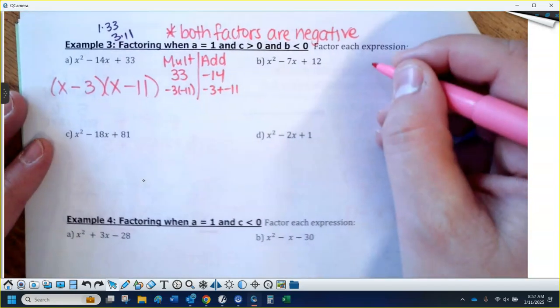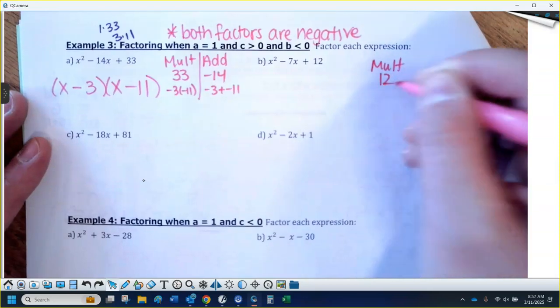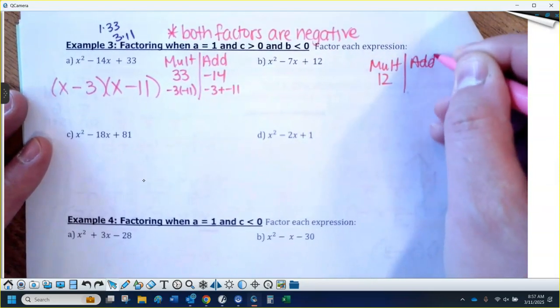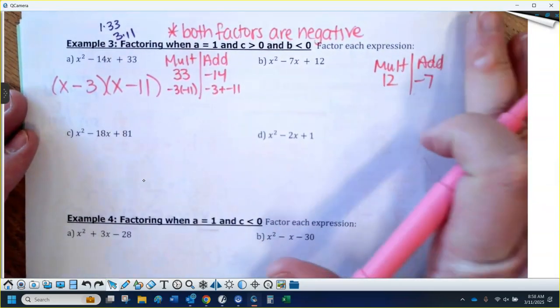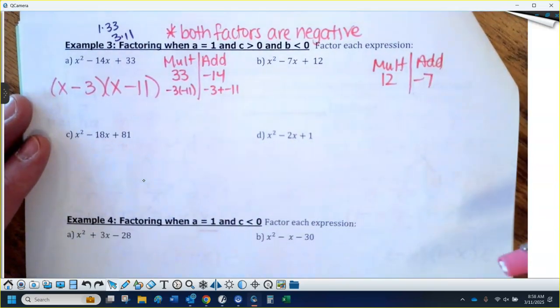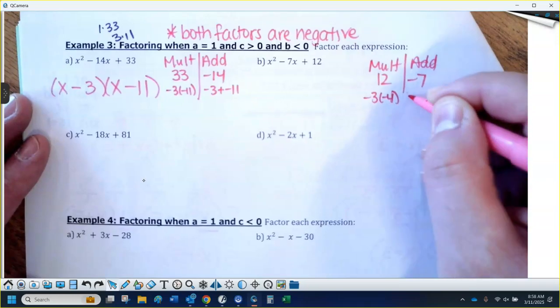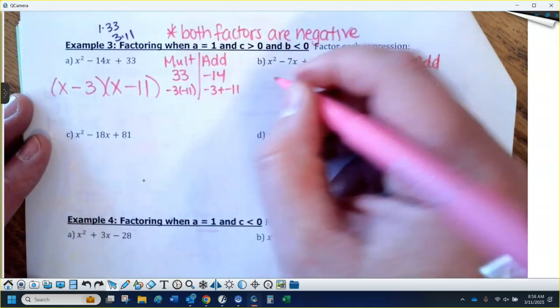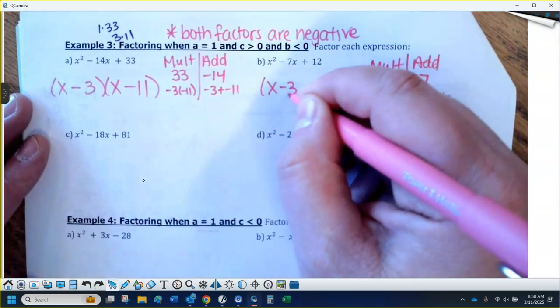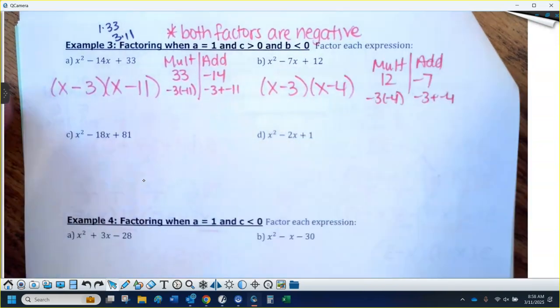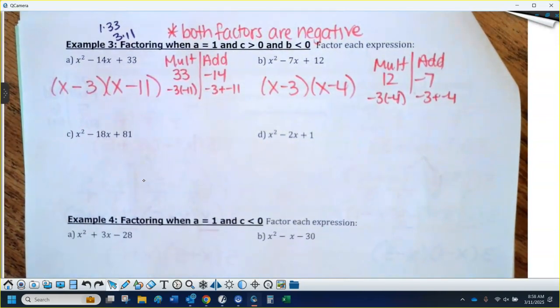If I do this one, I'm going to multiply to get 12, add to get negative 7. Both of them have to be negative. Can you think of two numbers that multiply to 12 and add to negative 7? Good. Negative 3 times negative 4 is positive 12, and negative 3 plus negative 4 is negative 7. So I'm just writing x minus 3, x minus 4. Honestly, it doesn't matter the order. If you want to put the x minus 4 first and the x minus 3 second, you can totally do that.